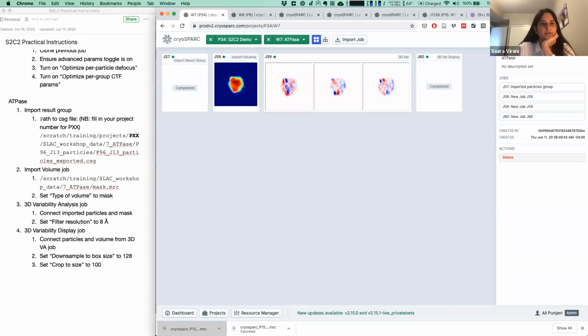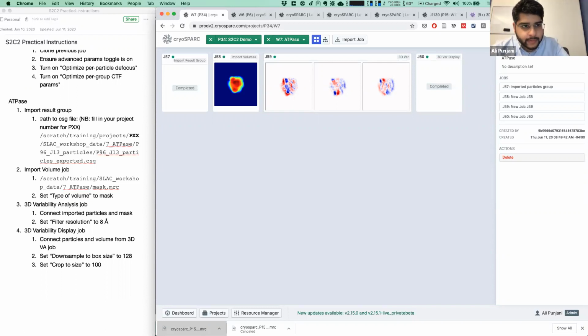One question on this note. How do we actually create a mask for this 3D variability job? The practical participants are working with partially pre-processed result groups. So if you can just mention that.